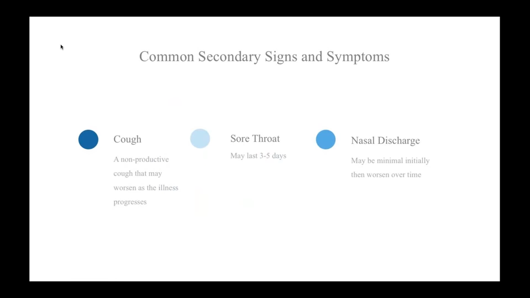Typical secondary symptoms include a non-productive cough, nasal discharge, and sore throat. A non-productive cough and other respiratory symptoms may initially be minimal but frequently get worse as the illness progresses, and the sore throat usually lasts 3 to 5 days.